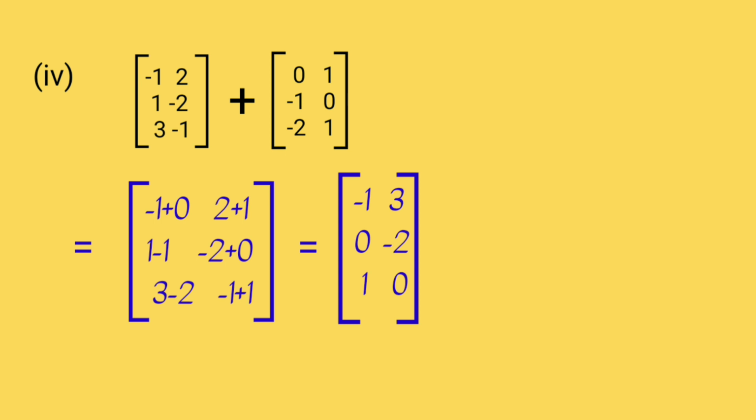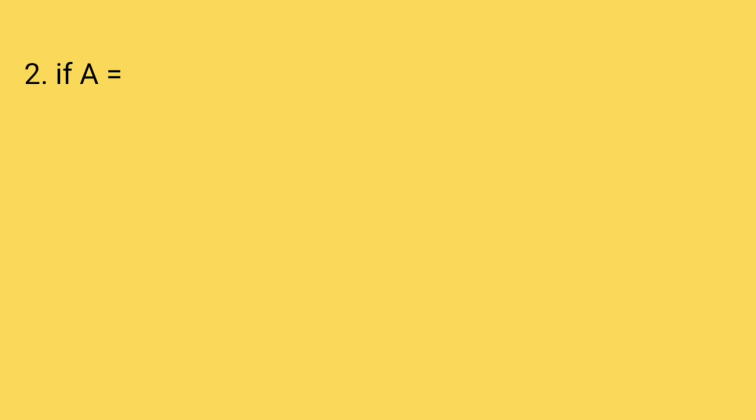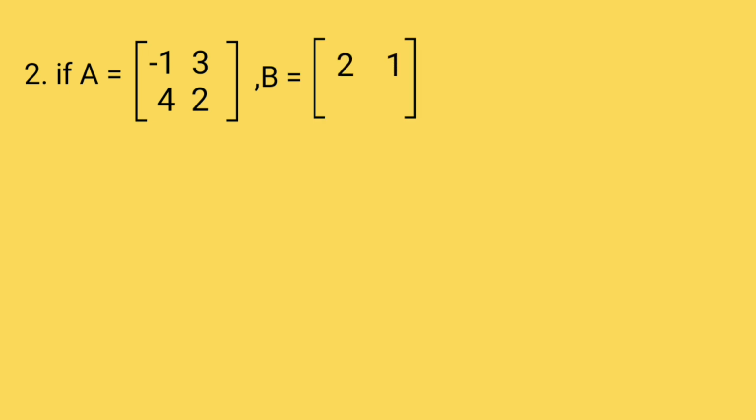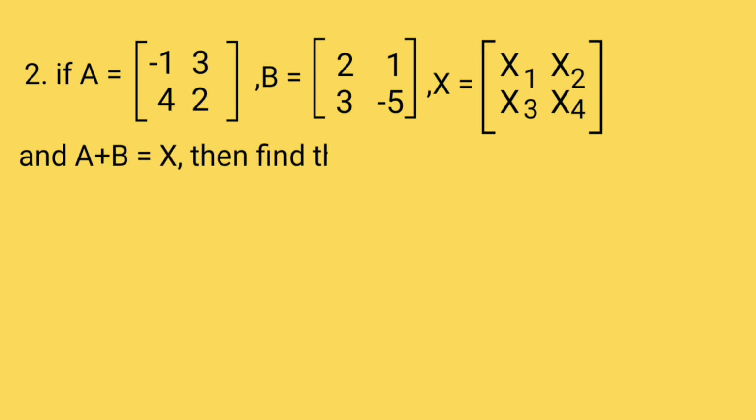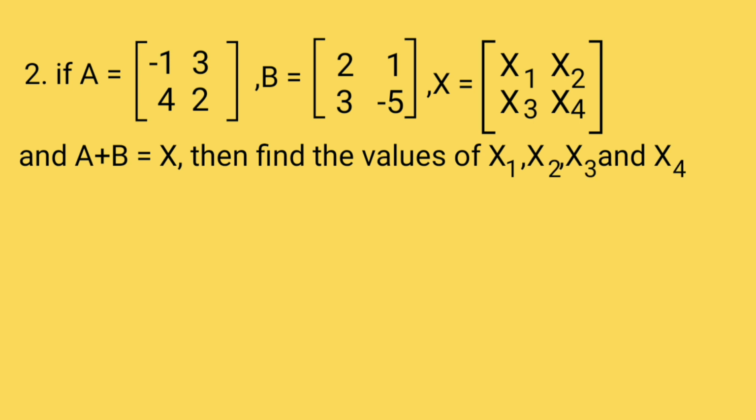Okay, thank you. So here the second question: if the A matrix is [-1 3; 4 2], the B matrix is [2 1; 3 -5], and the X matrix is [x1 x2; x3 x4], and A plus B is equal to X, then find the values of x1, x2, x3 and x4. So let's do this solution.